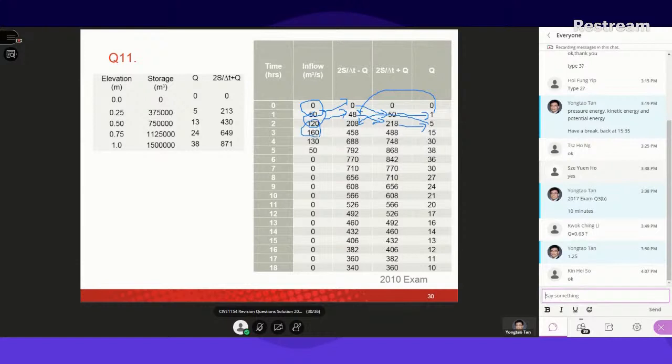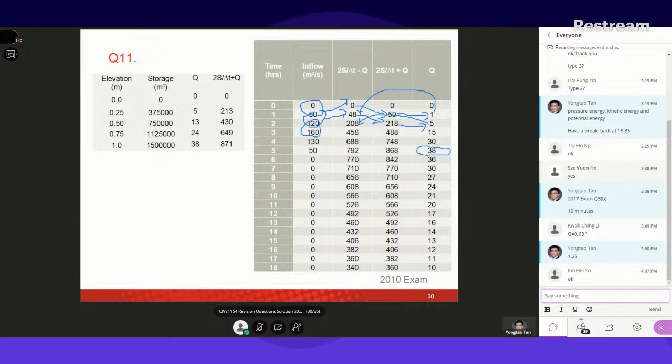I think you may need 10 more steps at least. So this question asks you to find out the maximum discharge. You can easily find that the maximum discharge is here, 38. See that? The maximum discharge is 38.